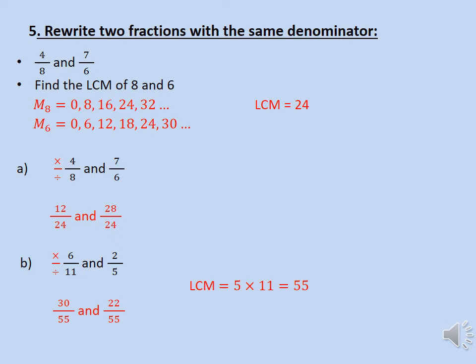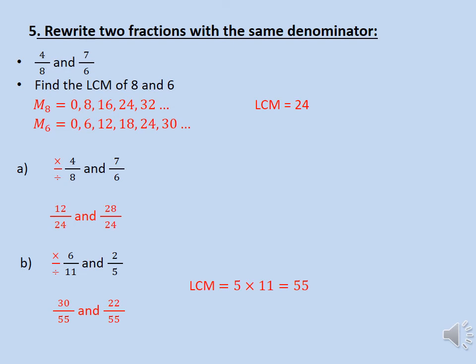Now I take 24 divided by 8, I get 3. 3 times 4, 12. 24 divided by 6 is equal to 4. 4 times 7 is equal to 28. Now 12/24 and 28/24 are two equivalent fractions for the fractions 4/8 and 7/6 with the same denominator.